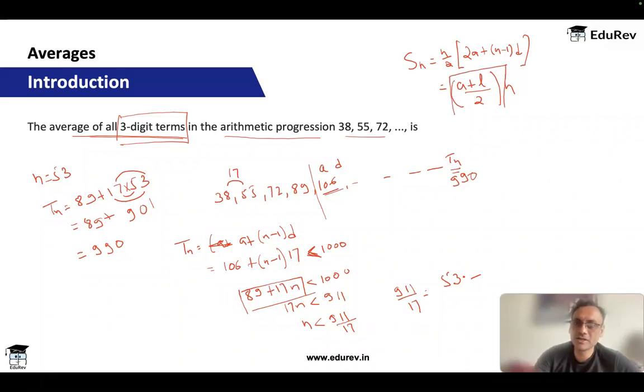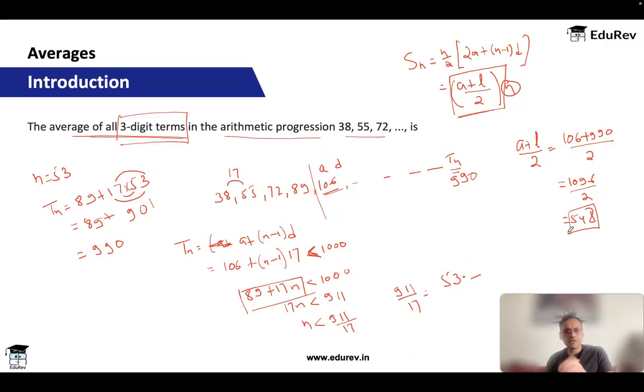This is sum. I don't have to find sum, but I have to find average. This is the average. So in arithmetic progression, also the formula used is average of the series into number of terms, which will give you the sum, right? So I just have to find the average. So it is a plus l by 2, which is first term plus last term by 2, which is 106 plus 990 by 2, which is 1096 by 2, which is 548. So this is my answer for this question.